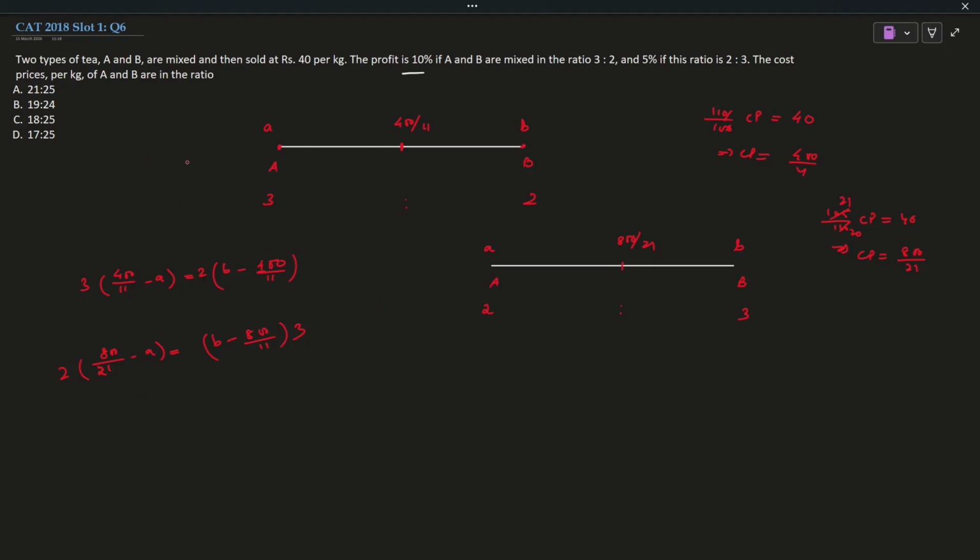I need to find the ratio of the cost prices of A and B, right? A is to B, I need to find. This is the first equation, this is the second equation. You can easily find this, guys. So from here I have 1200 by 11 minus 3a is equal to 2b minus 800 by 11, right?